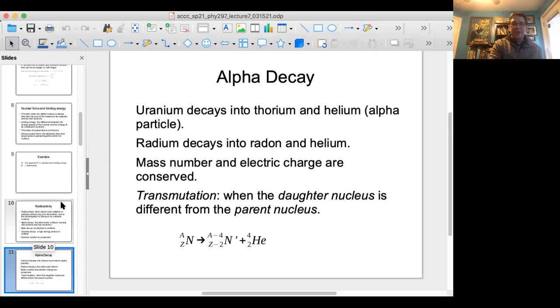So when the daughter nucleus is different from the parent nucleus, you have what's called transmutation. So you have the parent nucleus with a mass number of A and an atomic number of Z. The daughter nucleus, A will be reduced by 4 and Z will be reduced by 2. And those lost protons and neutrons are a helium nucleus that gets emitted from the parent nucleus.